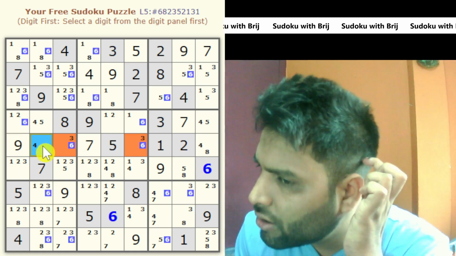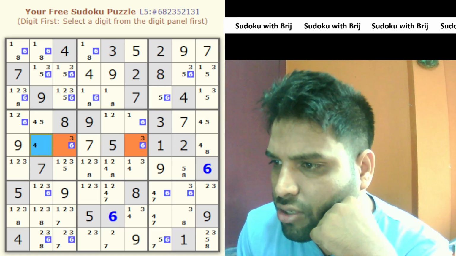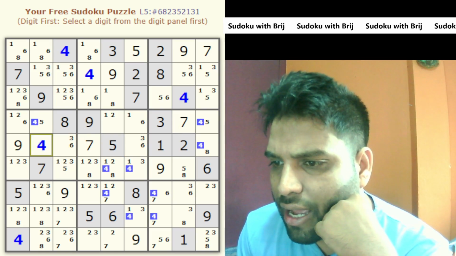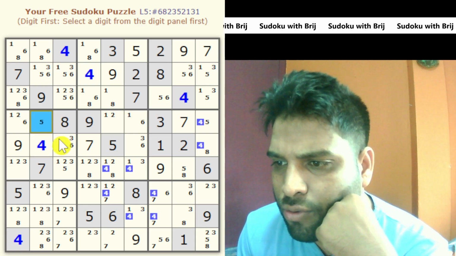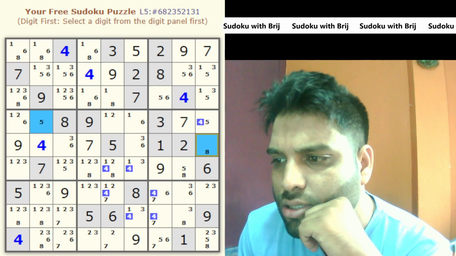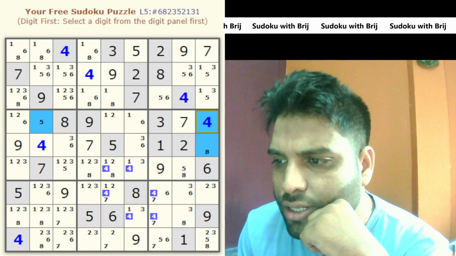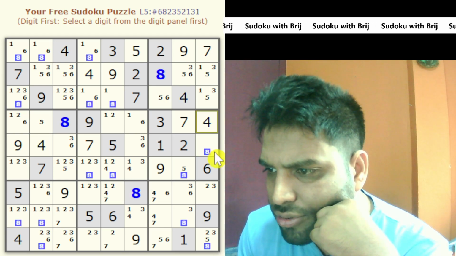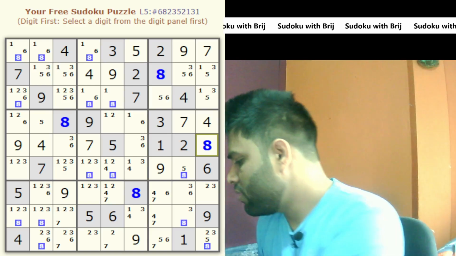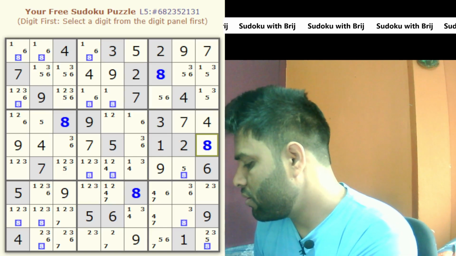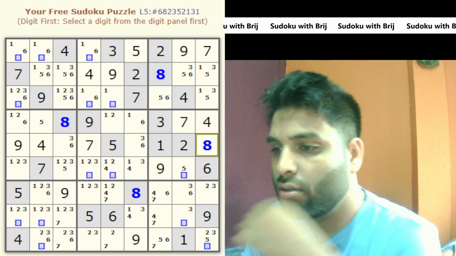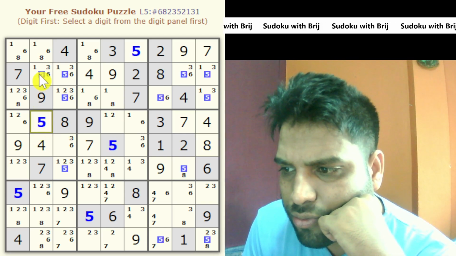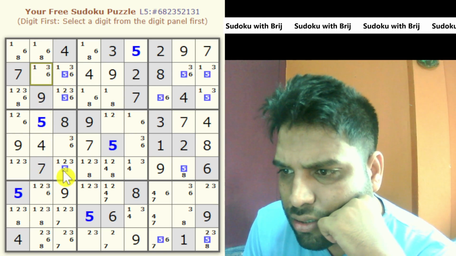So the only possibility in this cell is 4. So now I can put 4 here. So now I can remove 4 from this cell and this cell. So I can put 4 in this cell, and now I can put 8 in this cell. Similarly, I can put 5 in this cell, so 5 can be removed from here and here also.